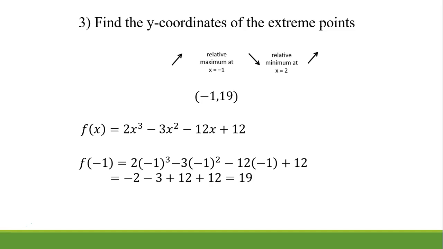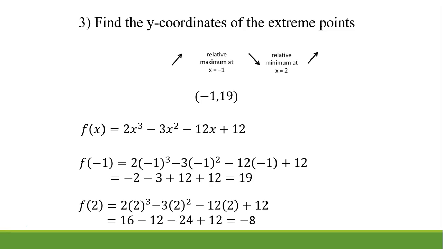The relative minimum has an x-coordinate of 2. So to find the y-coordinate that goes along with that x-coordinate, we'll use 2 as the input for our x in our function, and our output's -8. So we have a relative minimum at (2, -8).